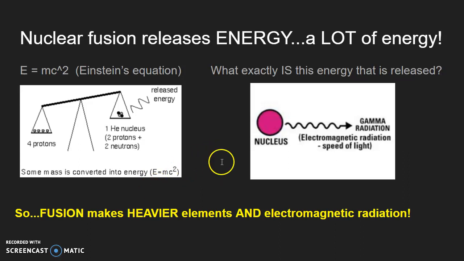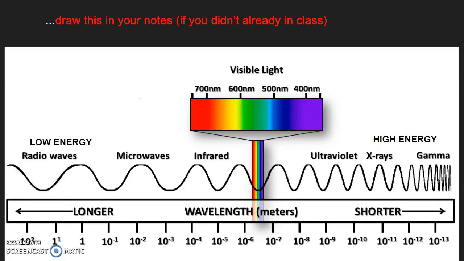So what is the energy that's being released? Gamma radiation comes off of nuclear reactions. We're going to talk more about that in a little bit. But fusion ultimately makes heavier elements, and it releases something called electromagnetic radiation, which includes gamma, light, UV, infrared, all of those things. So I would like you to pause this video and draw this if you didn't already in class.